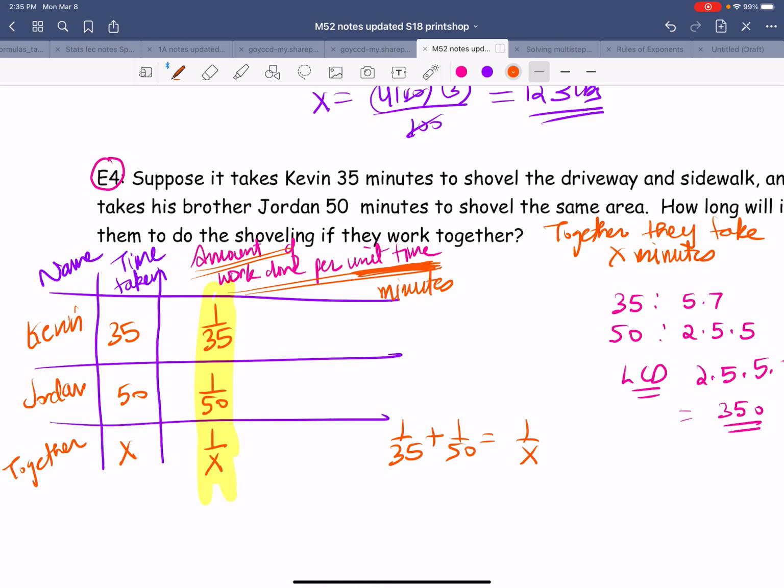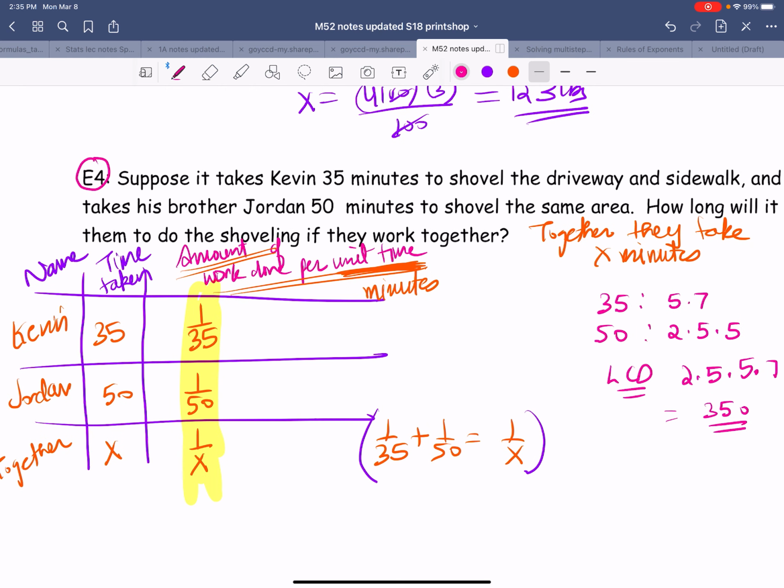Okay, now this is a rational equation. To solve this, I'm going to multiply both sides by the LCD. The LCD for 35 and 50 is 2 times 5 times 5 times 7, which is 350. 350x. Remember, the LCD has to involve every single denominator. The LCD of 35, 50, and x would be 350x. Let's go ahead and distribute and see where we get from here.